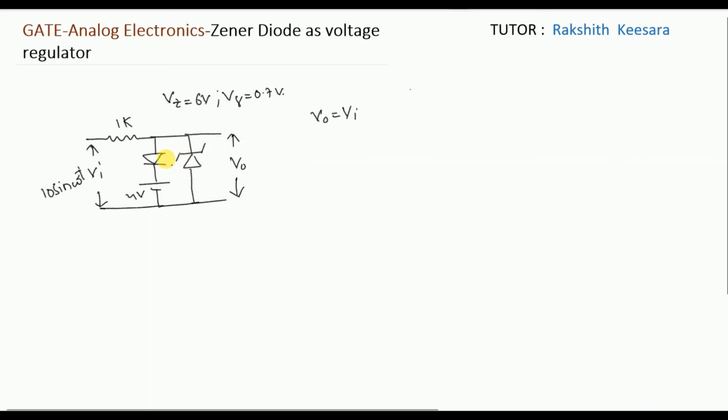So first we will see during positive cycle. So during positive cycle, if you observe this diode here, let me draw the equivalent waveform.